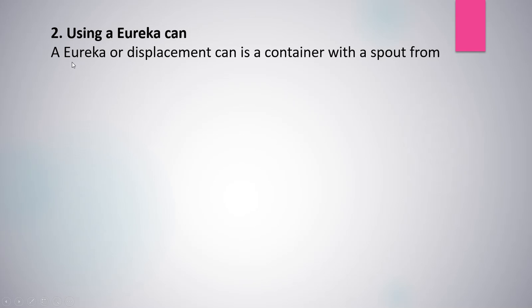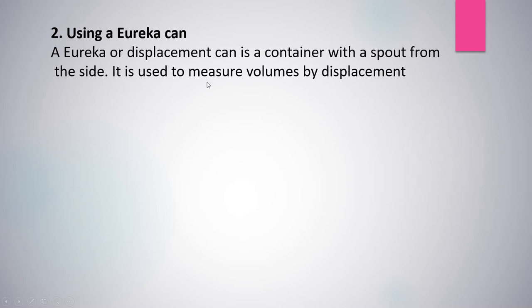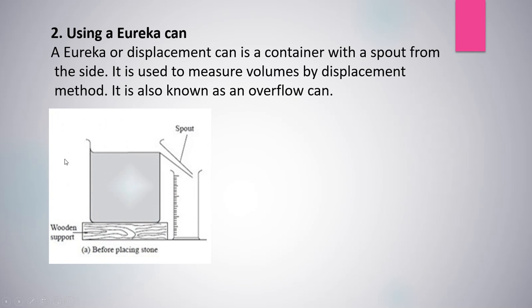Good. How about using a displacement can, or the Eureka can? A Eureka can or displacement can is a container with a spout from the side. It is used to measure volumes by displacement method. It is also called an overflow can, and here it is. This one with this spout here is called the Eureka can.